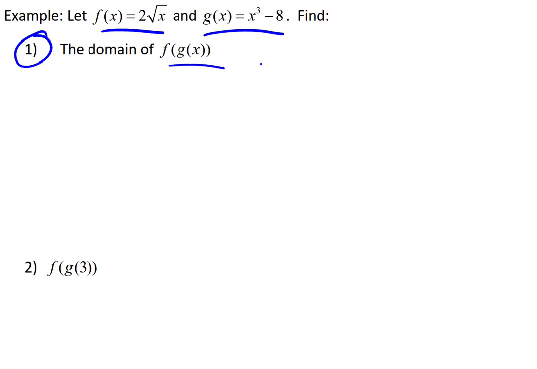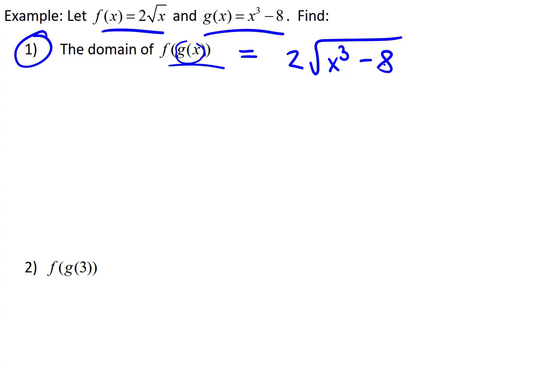Now, to find this domain, let's actually be clear and find the composition just to make sure we understand all of its parts. When I say f of g of x, we're plugging the g function inside the f function. That means we have 2 times the square root of x cubed minus 8. So there's our composed function. Now, the question wasn't really asking for that simplified result, but if it were, that would be it. What it's really asking for is the domain of this composed function.